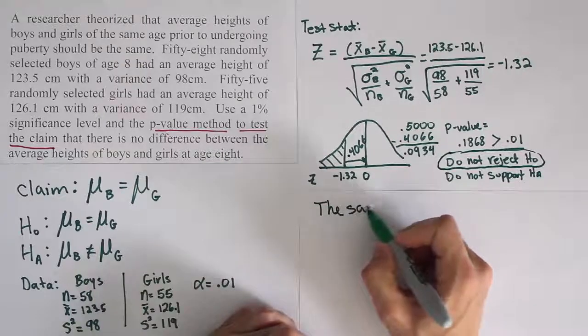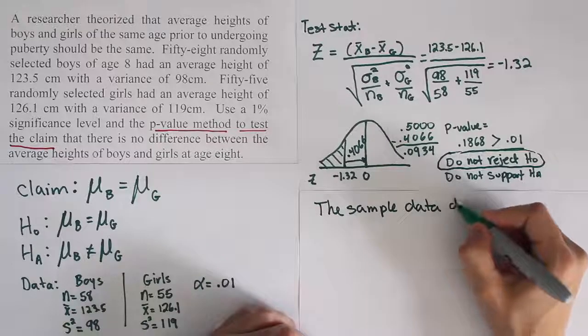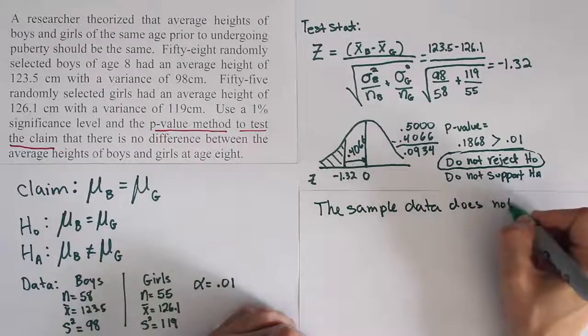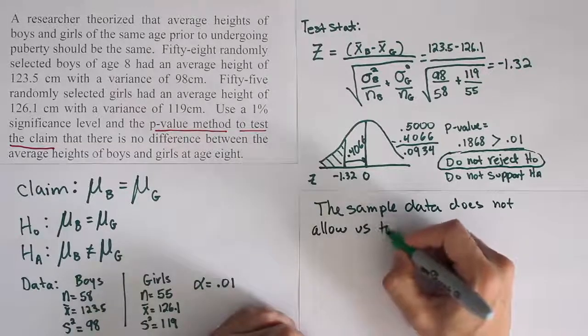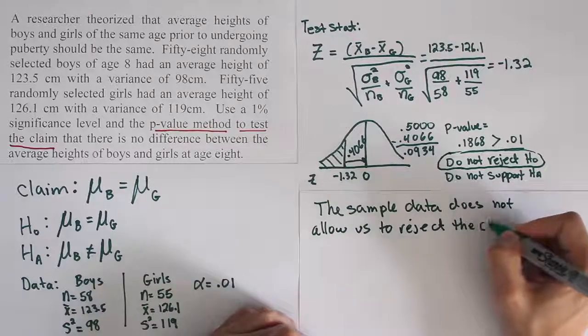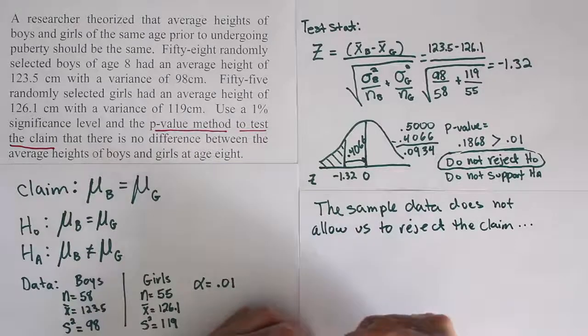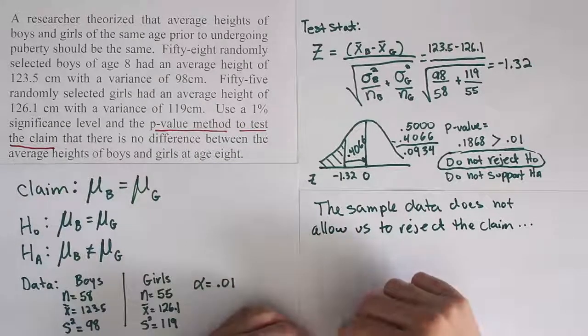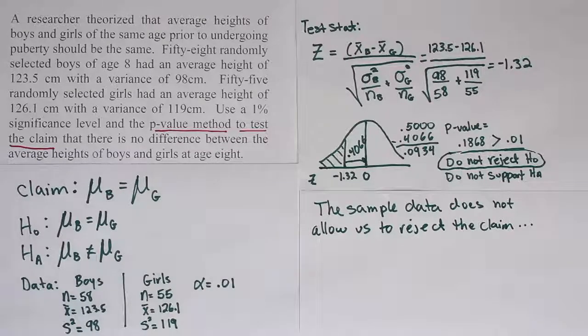The sample data does not allow us to reject the claim. And of course, the claim here is that the boys and girls have the same height. So basically, we're saying that these two heights are the same at this age, and according to what we've done here in the hypothesis test, it seems like that might be true.